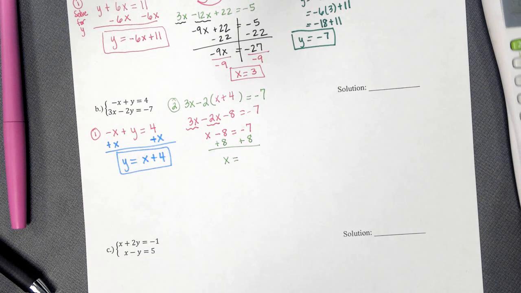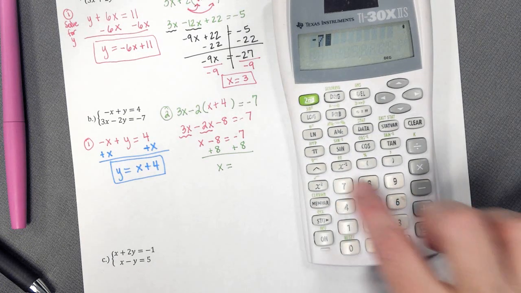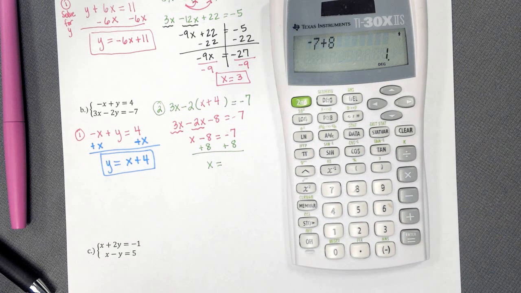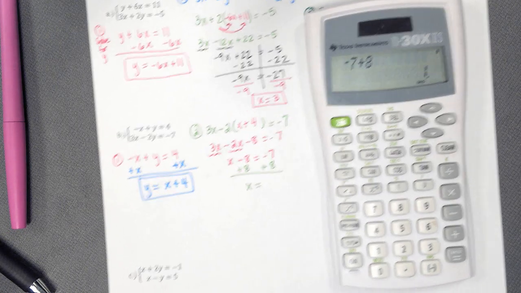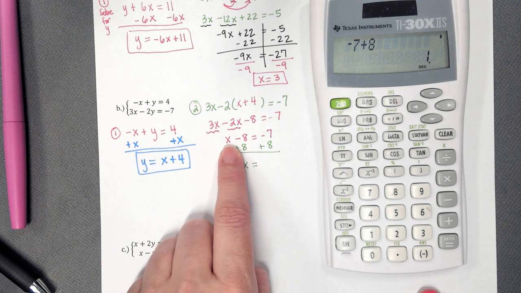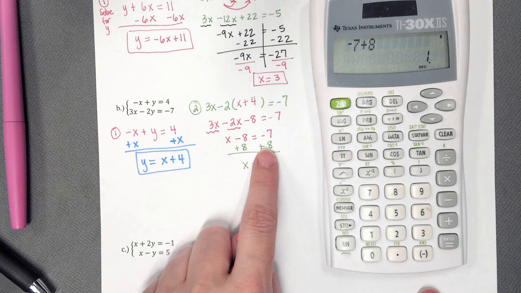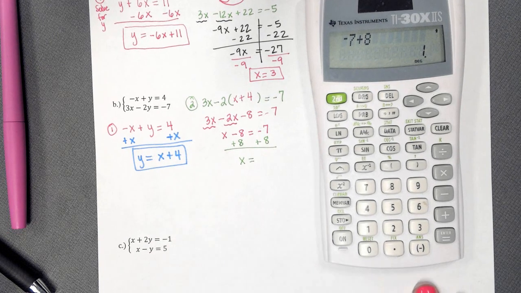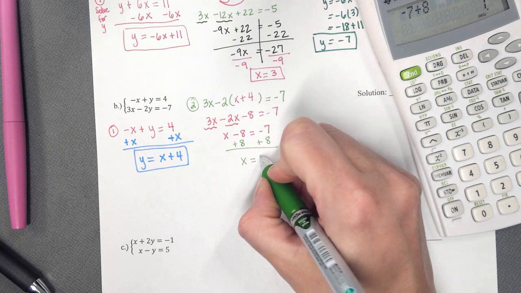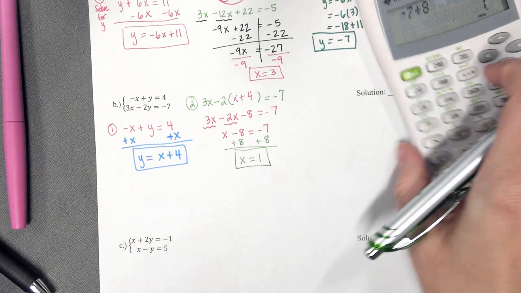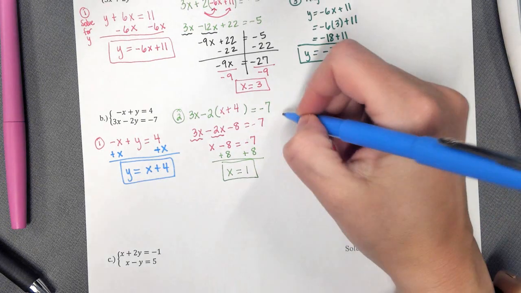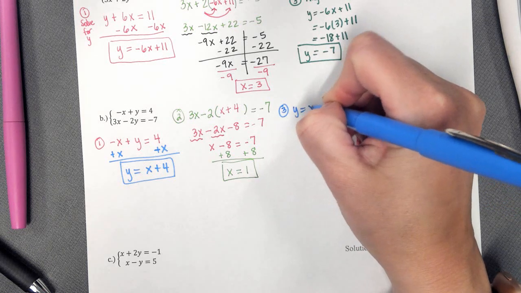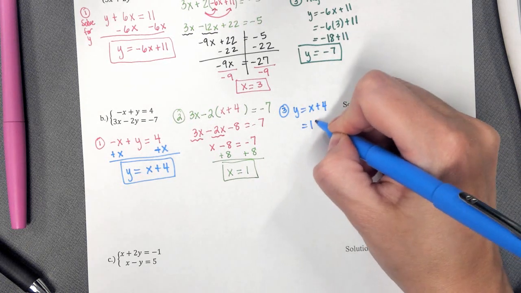Okay, now again, the signs are going to be important. So when you do negative 7 plus 8, okay, so once you combine your like terms, you get x minus 8. You add 8 to both sides. When you're checking this, just make sure you do the negative and the positive to get 1. And then your last step, if y equals x plus 4, you're just going to plug in 1.